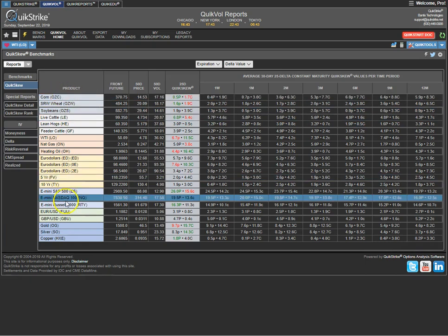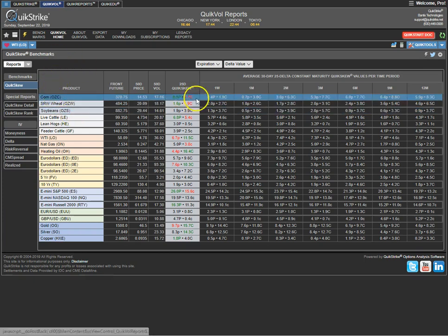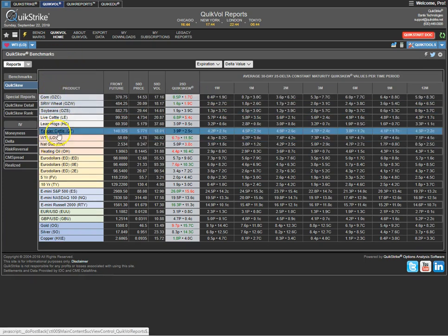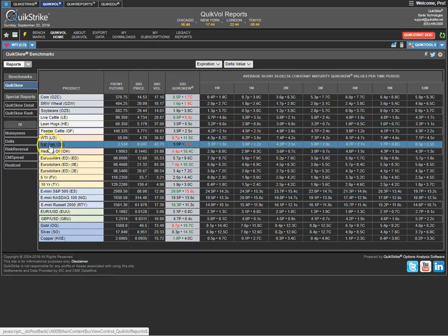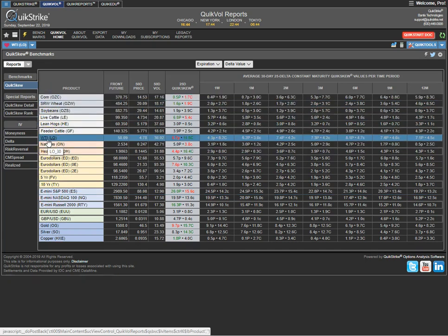This is our benchmark report, and right now these are the products we have. We may add products. Because the report loads a little bit slowly, we tried to make it so we got what we needed out there that were the most active and responsiveness was the best. Now if I want to dive into an individual one of these, let's jump into the WTI. If I click on this, it's going to take me to the QuikSkew detail report for this product. It's spinning, and it needs to load.